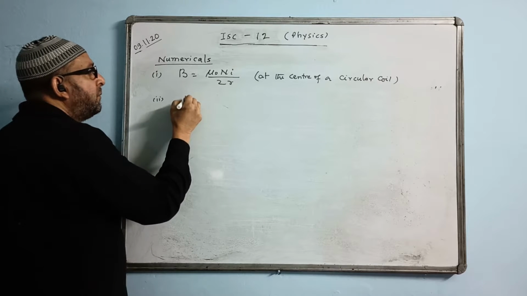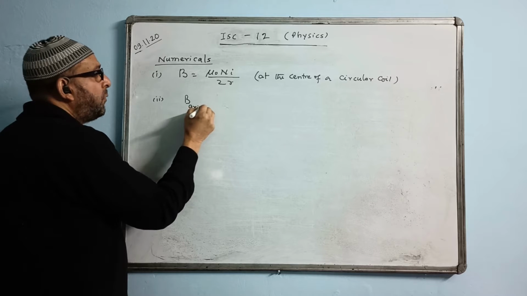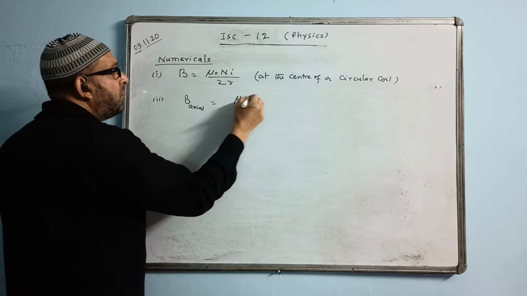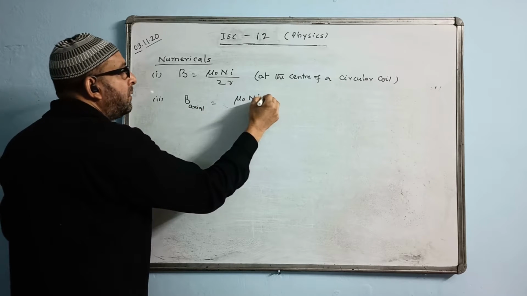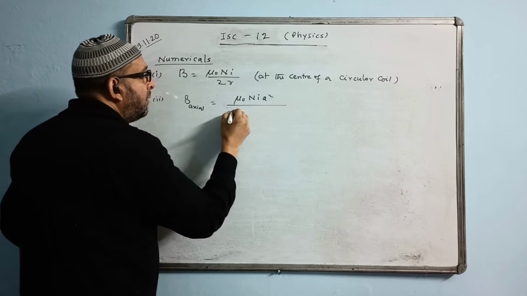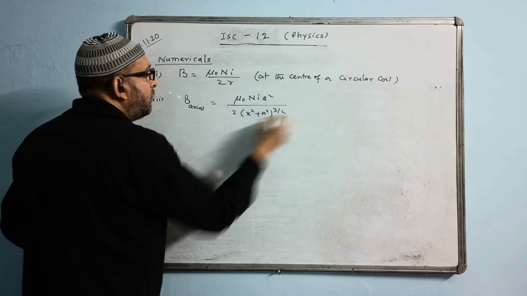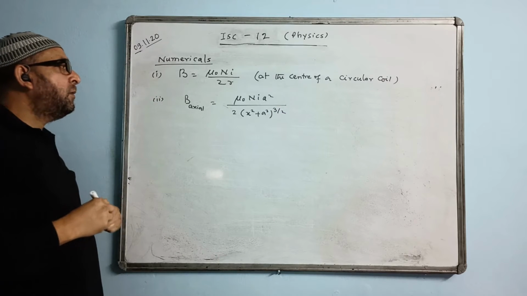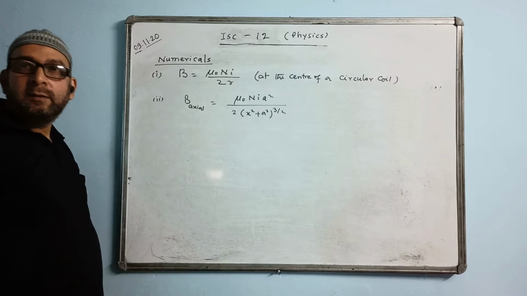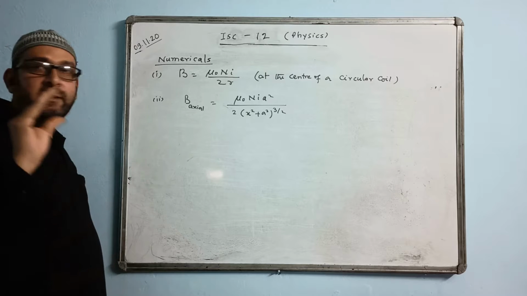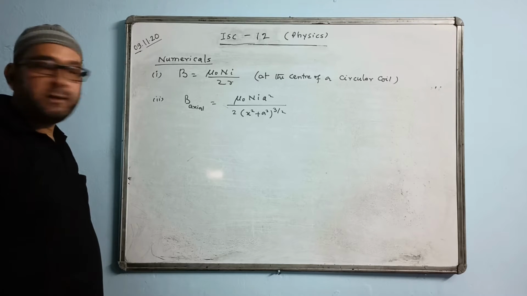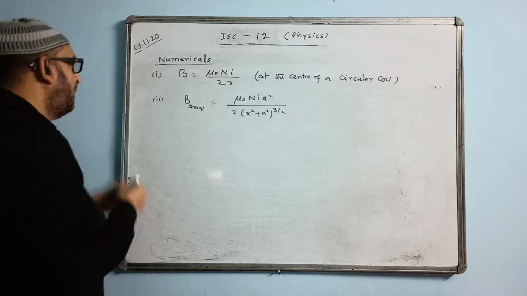Second formula, B axial, on the axial point, the formula was like this: mu naught N I a square by 2 times x square plus a square to the power 3 by 2. This formula you have to see lightly, okay? Don't take it seriously. This is the second one.